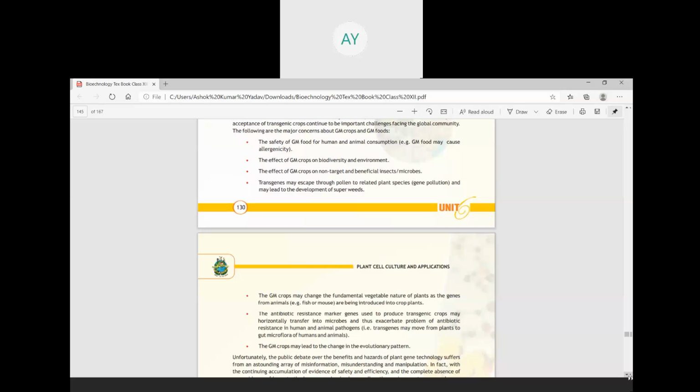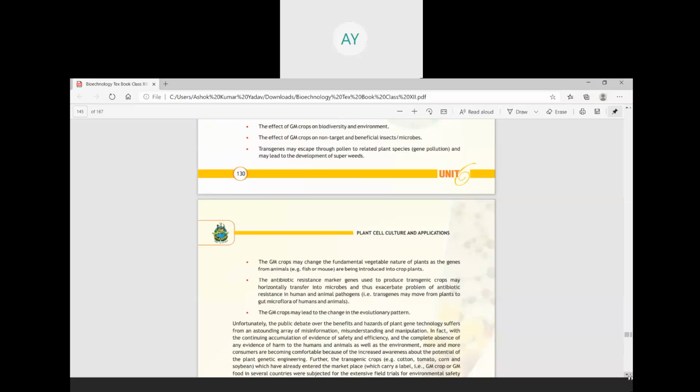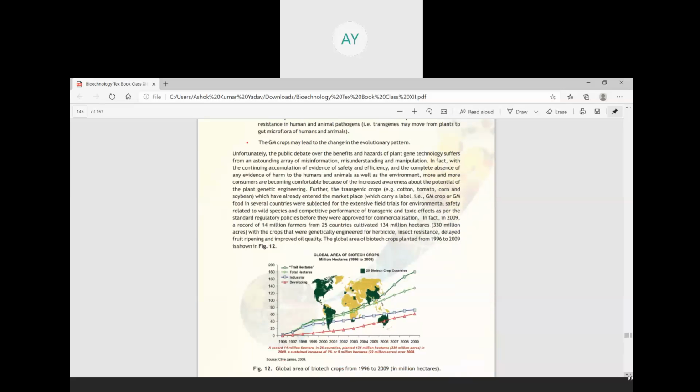So the crop may lead to change in the evolutionary pattern, but try to know why people are adopting the transgenic crop. It is mainly for the production of vegetables, fibers, and cereals. Mainly the model crops are cotton, tomato, corn, and soybean. The cotton, useful for production of fiber, is the Bt cotton. Then tomato, Flavr Savr. Then corn, you can produce transgenic crop against different diseases. Then soybean, Roundup Ready. You know these things are already utilized by farmers after production of transgenic crop.